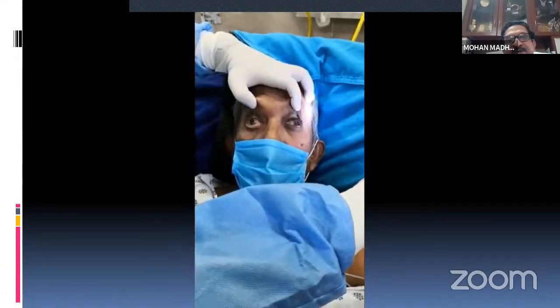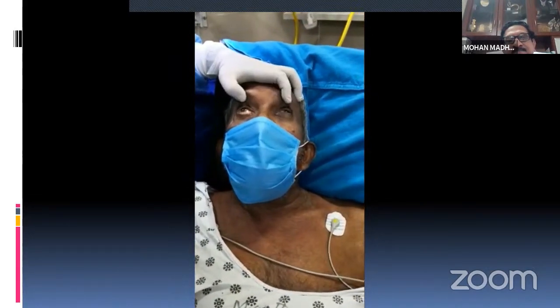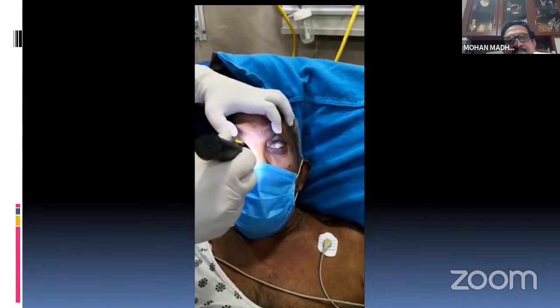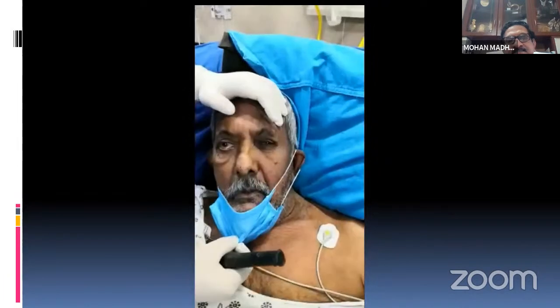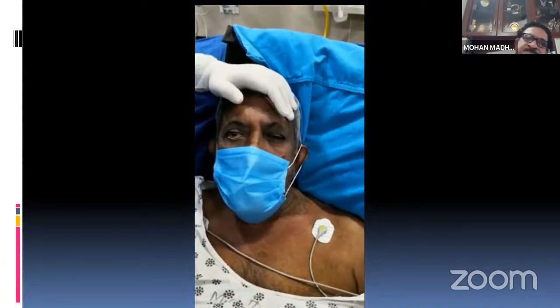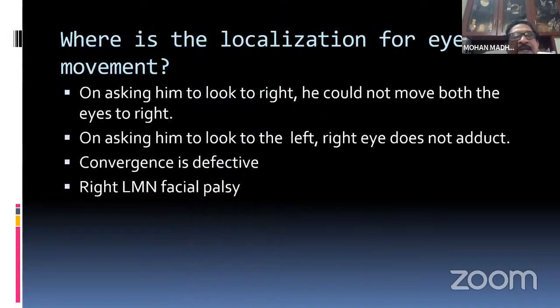On looking to the left side, the right eye is not adducting. Upward and downward movements are normal. So, on asking him to look to the right side, he could not move both eyes to the right. On asking him to look to the left side, the right eye does not adduct. Convergence appears defective. These are the findings in this patient.